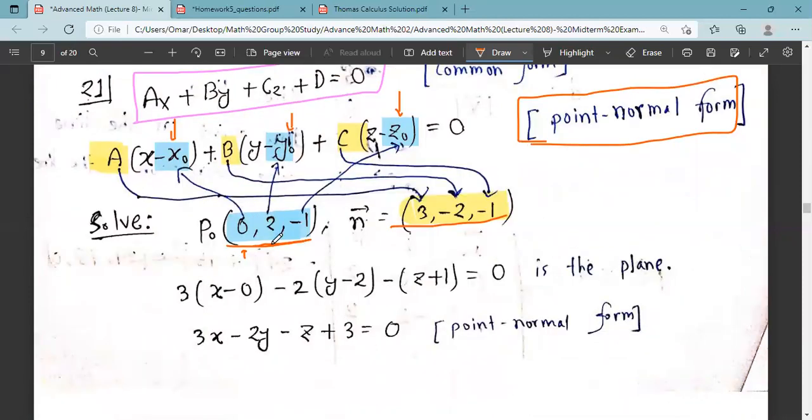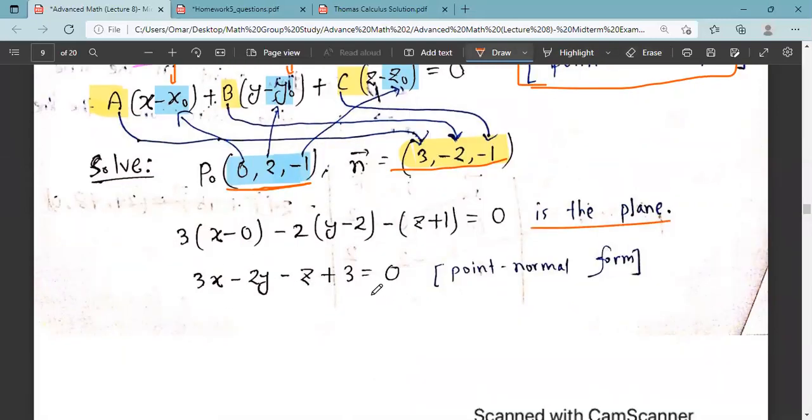So now you just need to substitute the values, right? So a is 3, so you write down here 3 into x minus x naught, which is 0, and then b into, so b is minus 2, y minus y naught, so y naught is 2. Just substitute the values here and then you will find this equation, and this equation is our answer. This is the plane, and if you simplify, this is our answer.